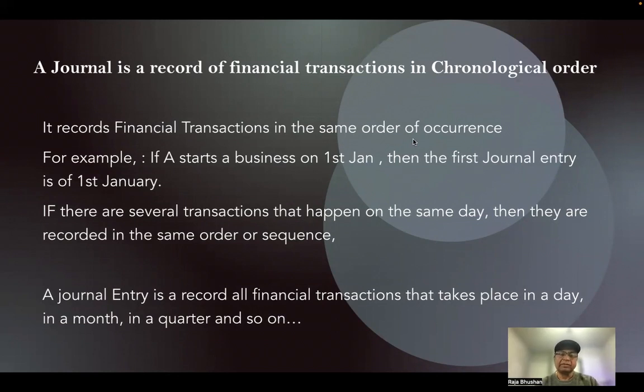If there are several transactions on the same day, then we are going to record them in the same order in which they have occurred, over a day or a month or a quarter or a year and so on. So basically, a journal is a record of financial transactions. A journal entry records those financial transactions so that we have a record of all the financial transactions that the business has incurred over a period of time.